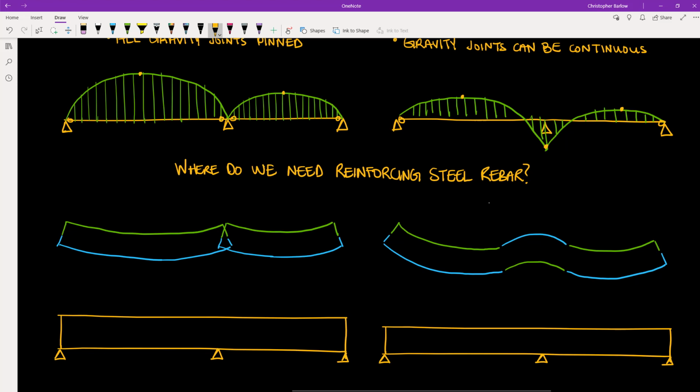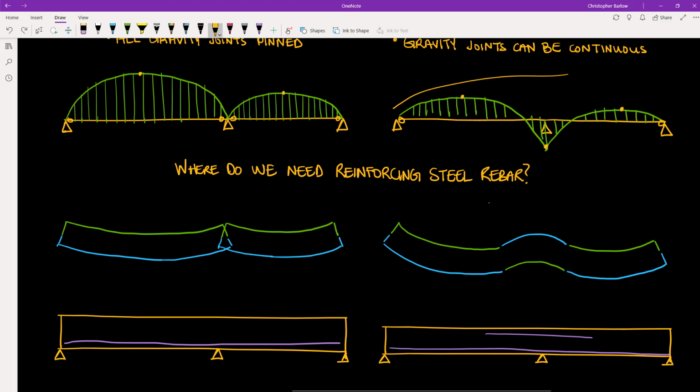So recall that concrete does not perform well in tension, and so we need steel reinforcing at the tension face. When we have simply supported beams, that tension will always be along the bottom face, and so we will only need steel reinforcing along the bottom. However, if we have a continuous beam, such as this on the right, the tension face changes from bottom to top. And so we will need to lay out reinforcing both along the bottom face as well as at the top over the support.